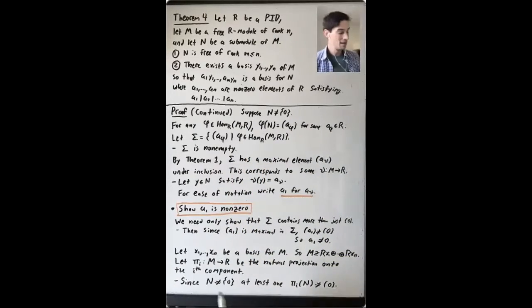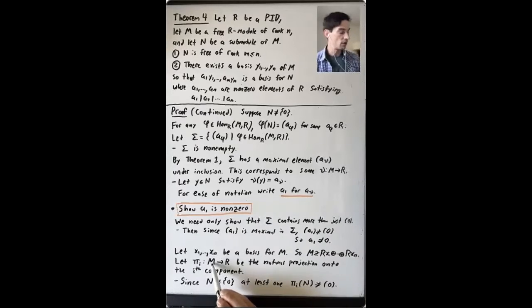All right, so what we're going to do is choose any basis for M, x1 up through xn. So M is a free R-module of rank n. That means that it's isomorphic to a direct sum Rx1 plus Rx2 plus ... plus Rxn, where I'm saying plus, but I mean direct sum. And we can define the projection onto the ith factor of this direct sum decomposition.